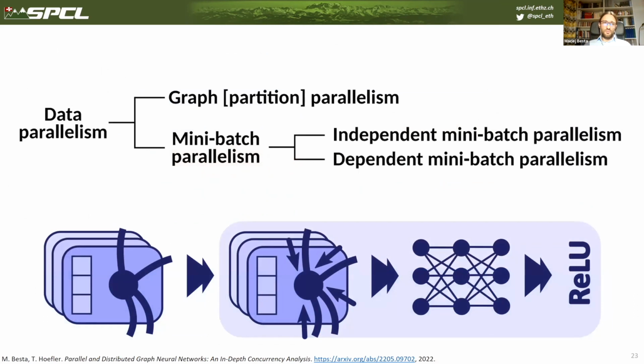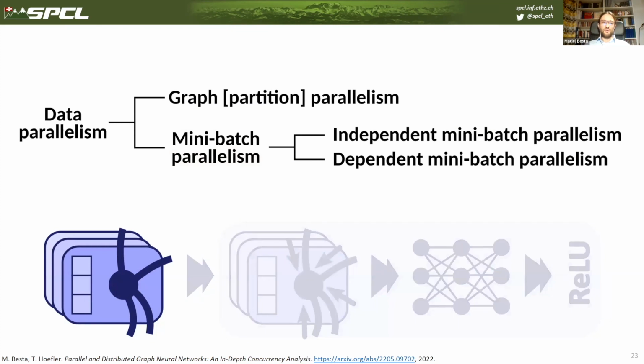So data parallelism can be split into two subtypes. On one hand, we have, as Torsten mentioned, graph partition parallelism. On the other hand, we have mini-batch parallelism, that we can further categorize into independent and dependent mini-batch parallelism. Right? So this means that in this high-level GNN pipeline overview, we are now going to speak about parallelizing this pipeline, focusing on the part on the left, which is now not blurred, right? So this is across the sample dimension.